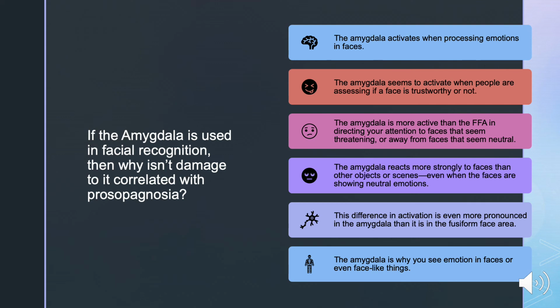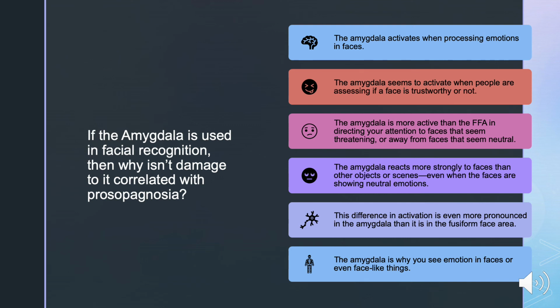Which begs the question, if the amygdala is used in facial recognition, then why isn't damage to the amygdala correlated with prosopagnosia? Well, the amygdala activates when we process emotions in faces. The amygdala seems to activate when people are assessing if a face is trustworthy or not. The amygdala is more active than the fusiform face area in directing your attention to faces that seem threatening or away from faces that seem neutral.